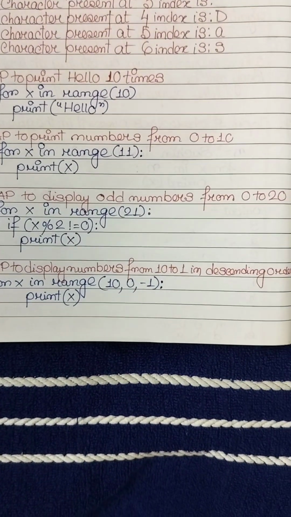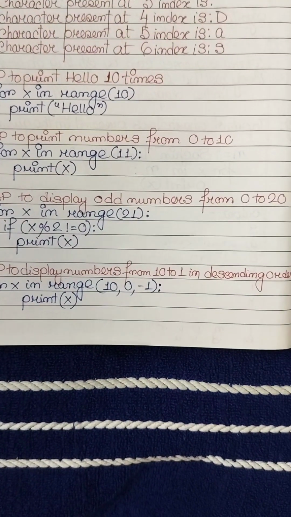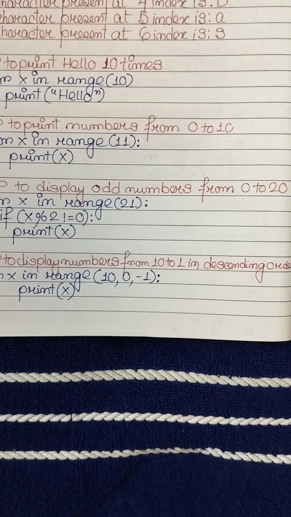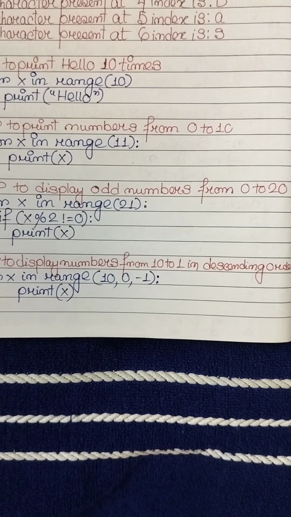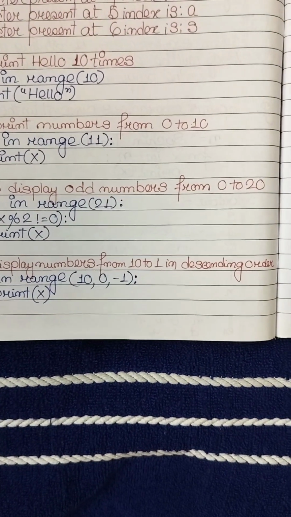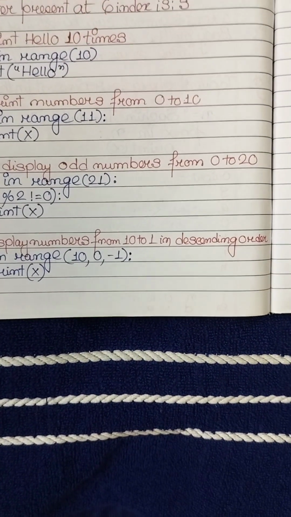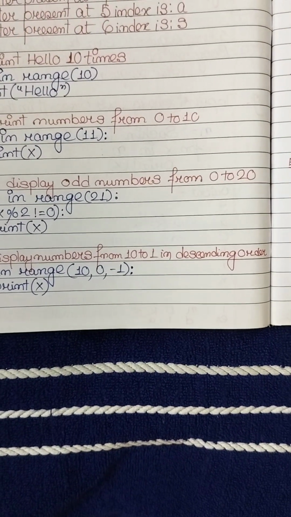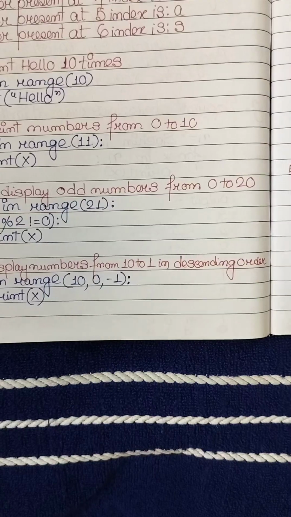Write a program to display odd numbers from 0 to 20. For x in range 21, if x mod 2 is not equal to 0, then print x. Write a program to display numbers from 10 to 1 in descending order. For x in range 10, 0, -1, print x.